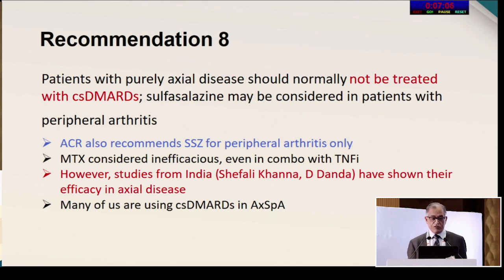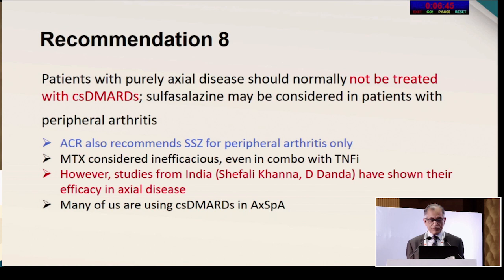This is what ASAS-EULAR recommendation says. Sulfasalazine may be considered mainly in patients with peripheral arthritis. You know that ACR also recommends the same thing about sulfasalazine. But they consider methotrexate completely inefficacious even in combination with TNF inhibitor.